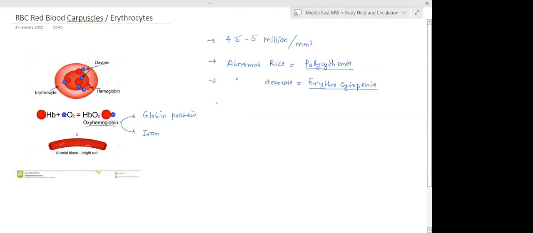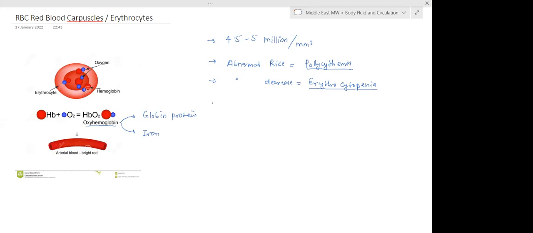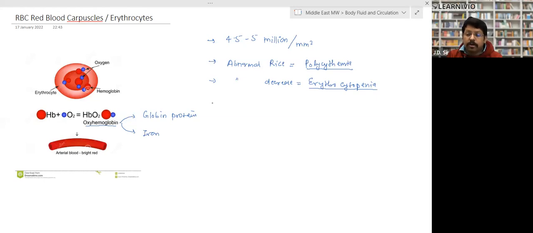Sir, what happens if the RBC increase? The carrying capacity of oxygen decreases, right? Normally one RBC can carry a particular amount of oxygen. They have 4 hemoglobin molecules. One hemoglobin molecule can carry approximately 4 oxygen molecules. So when the number of RBC increases, every hemoglobin molecule will carry fewer oxygen molecules. That is polycythemia.